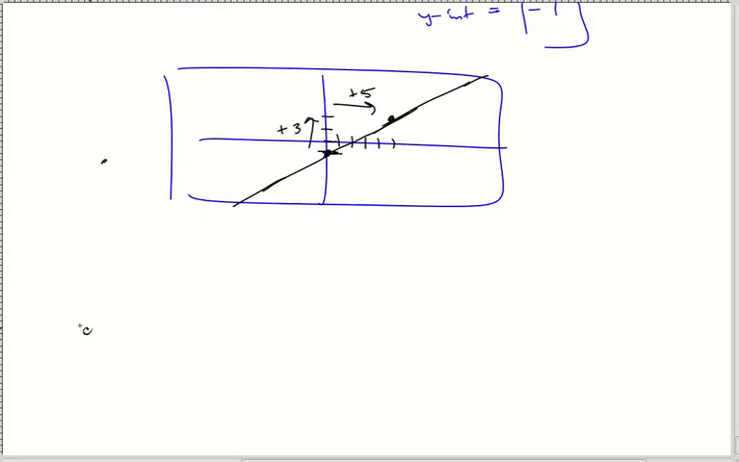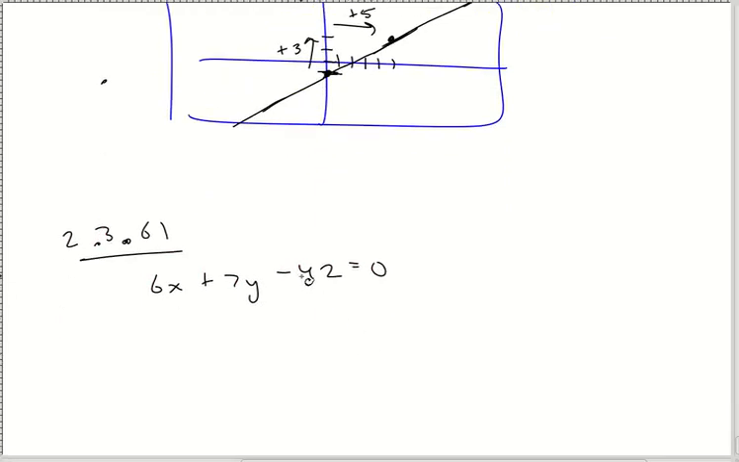Hey, that's the next question. 6x plus 7y minus 42 equals 0. I want to get y by itself because that's what I do. So I'm going to say, let's move these guys over to the other side. So I got 7y is equal to -6x plus 42.